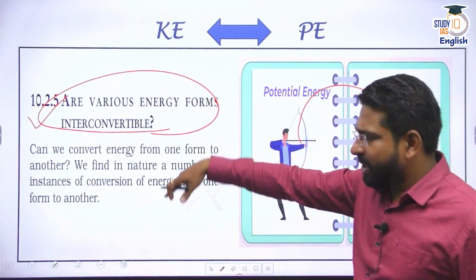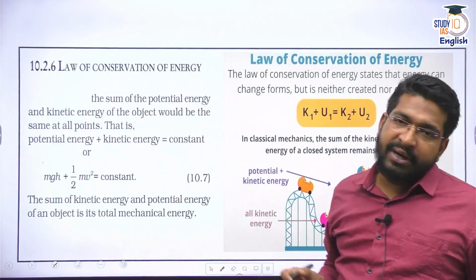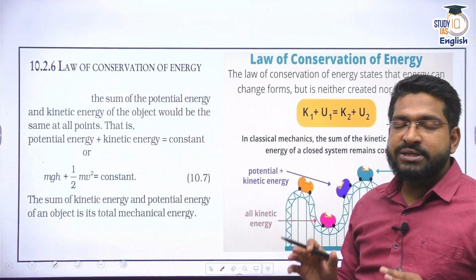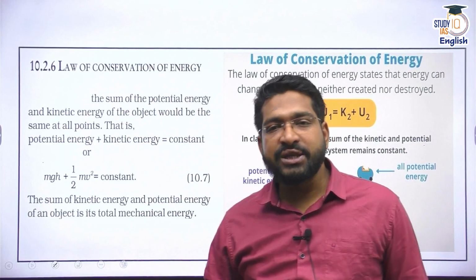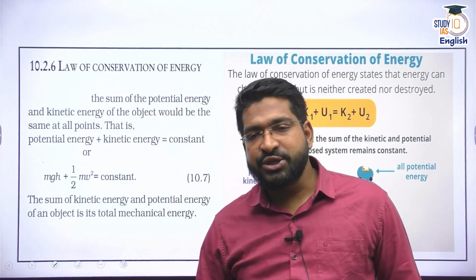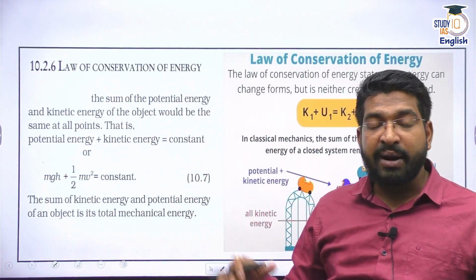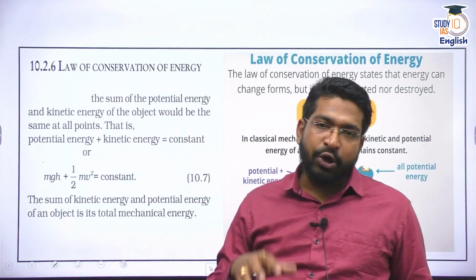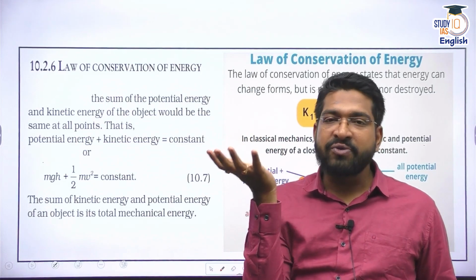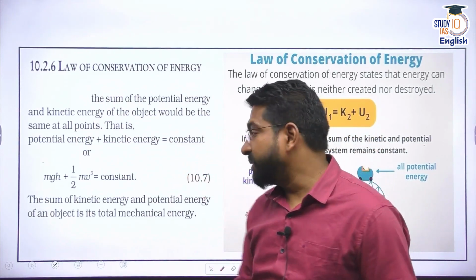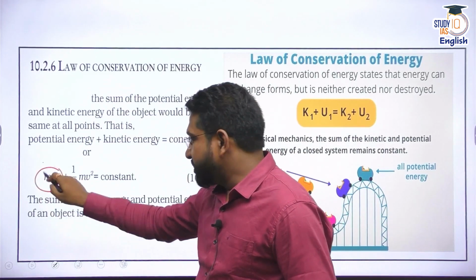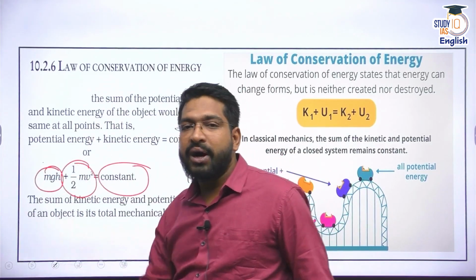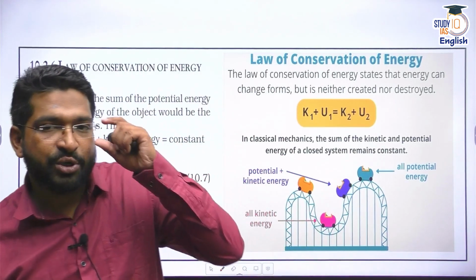So one form of energy can be converted to another form. But there is one particular rule. For any object or for any kind of system, there is always conservation of energy. That means one form of energy can be converted to another form of energy, but energy can neither be created nor destroyed. Meaning, for any object, for any system, the amount of energy will always remain constant. That means the potential energy plus the kinetic energy will always remain constant. One would be transferred into another. That is the law of conservation of energy.